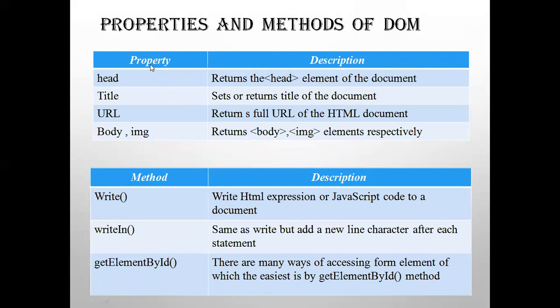Some of the properties we have already learned, which you are all familiar with. The head property: what is it doing? It returns the head element of the document. Then the title: it sets the title of the document. The title is written in the head section. Then the URL: it returns the full URL of the HTML document.